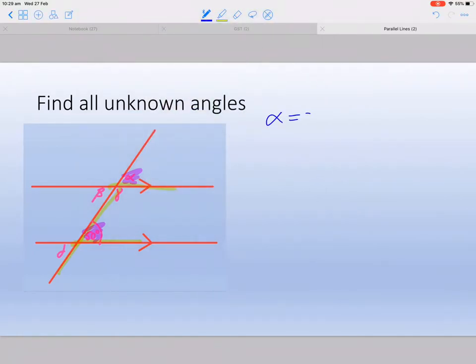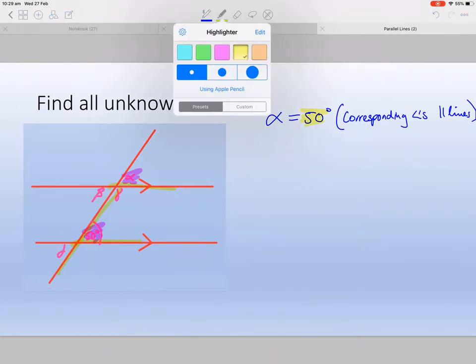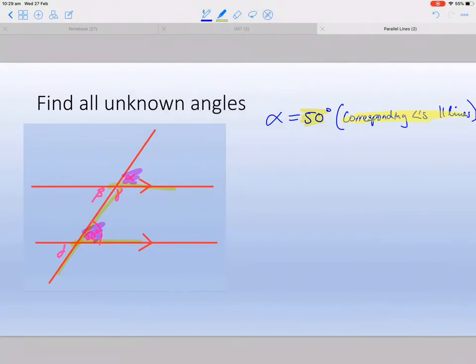Alpha equals 50 degrees, and we always need a reasoning. And in brackets, I'm going to go corresponding angles, parallel lines. Okay, so that's explanation. Now, what happens in a normal test is that you'll get a mark for the correct answer and you'll get a second mark for the explanation. You will lose marks if you haven't explained it yourself.